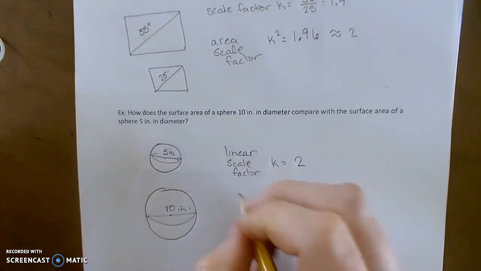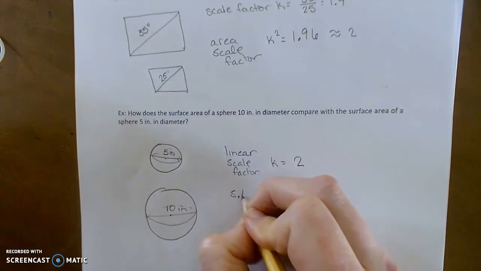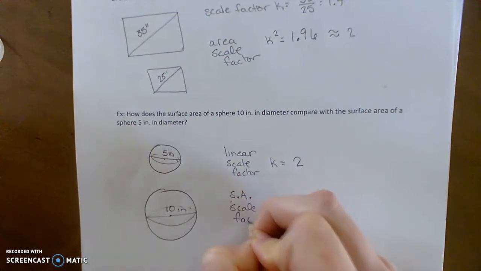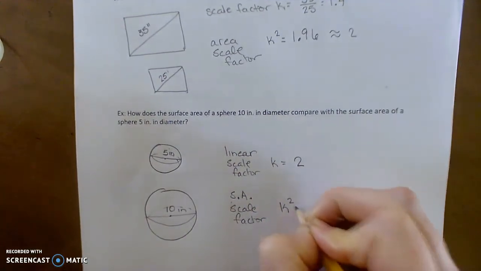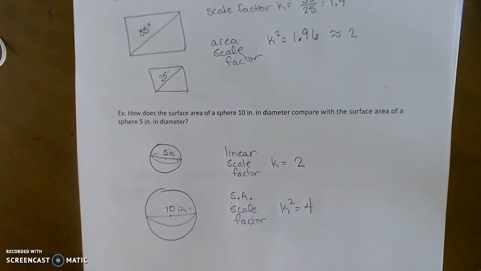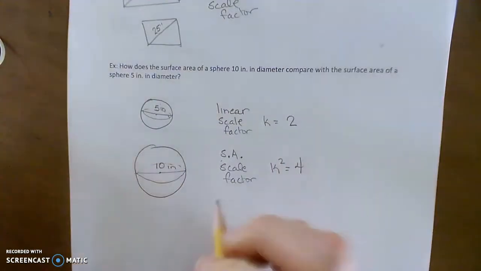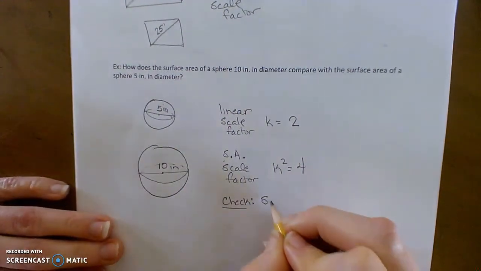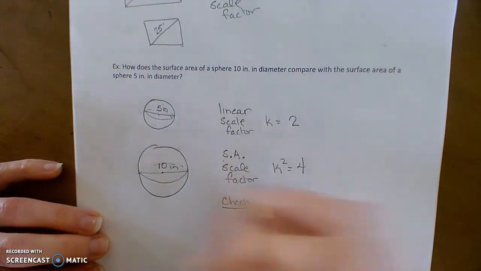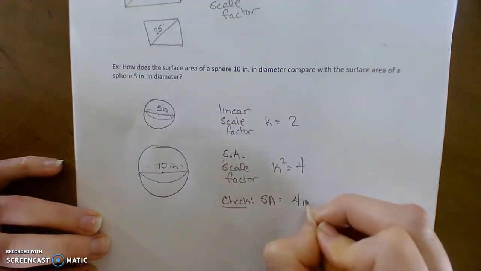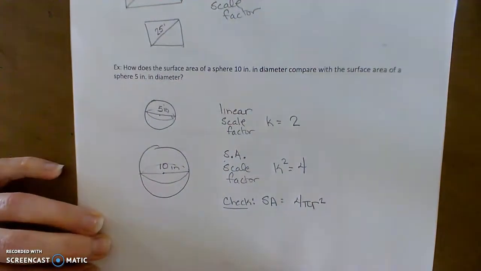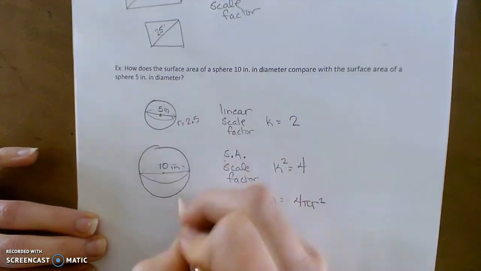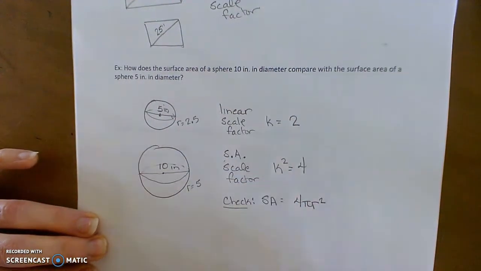So then the surface area scale factor would be k squared, or 4. And you can check this by actually calculating the surface areas. We saw from last time the surface area for a sphere would be 4 pi r squared, right? So here the radius is 2.5, and here my radius is 5 inches.